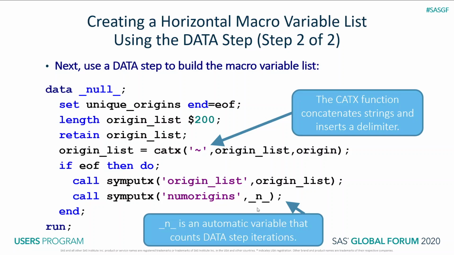_n_ is an automatic variable that is created for us by the data step, and it simply counts the number of iterations that the data step has executed, which you could typically think of as a counter of which record we're on, assuming we're just reading in one record per loop. So at this point in time, _n_ is 3 because we're on our third trip through the implied loop of the data step. So the number 3 is going to get stored in num_origins. So we've created two macro variables here, one called origin list, which has Asia tilde Europe tilde USA, and one called num_origins, which has a 3 in it.